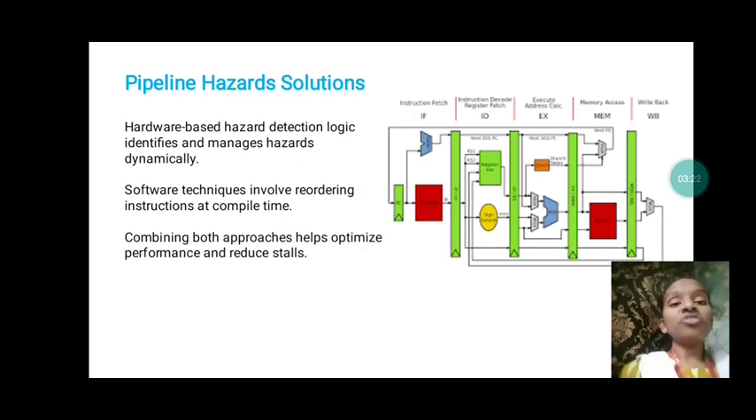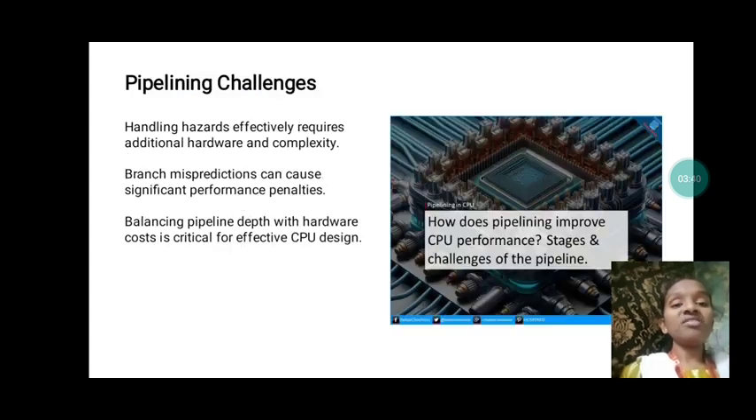Pipeline hazard solutions. Hardware-based hazard detection logic identifies and manages the hazards dynamically. Software techniques involve reordering instructions at compile time. Combining both approaches helps to optimize the performance and reduce stalls.